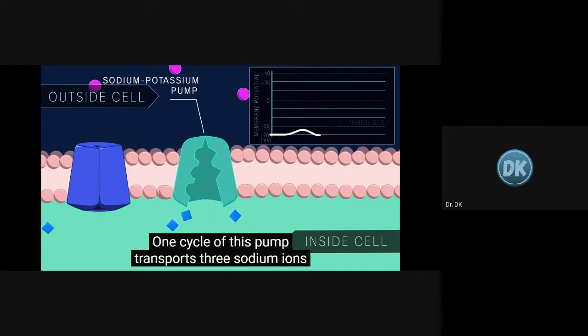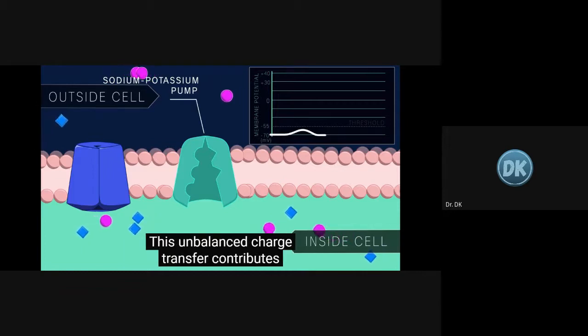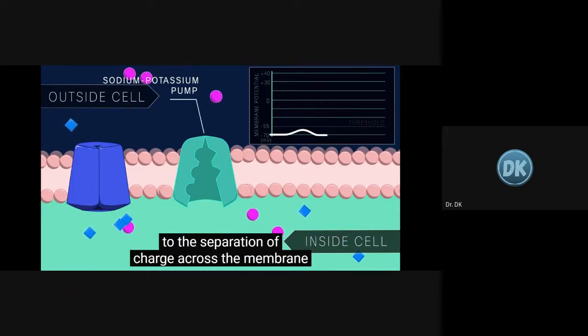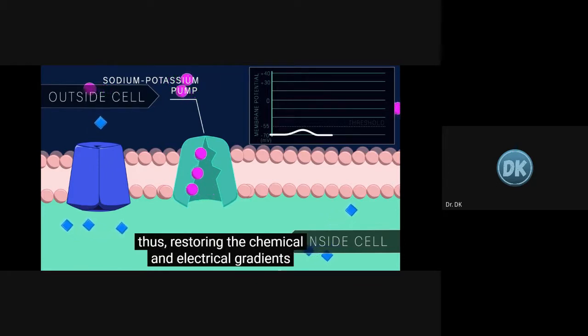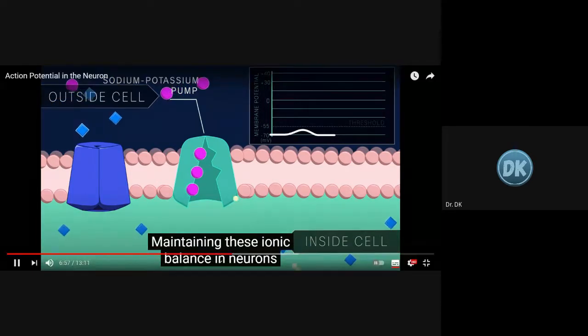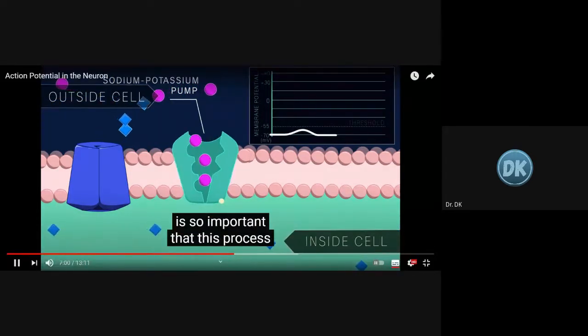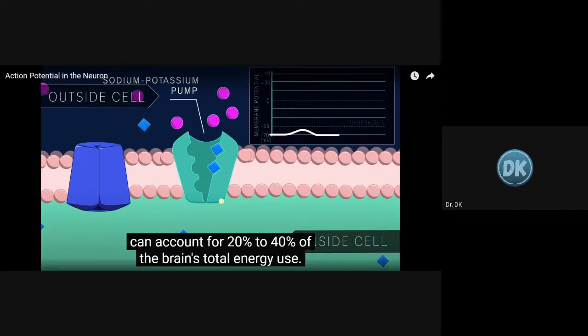One cycle of this pump transports 3 sodium ions outside the cell and brings 2 potassium ions inside the cell. This unbalanced charge transfer contributes to the separation of charge across the membrane and also to the ionic concentrations we see at rest, thus restoring the chemical and electrical gradients to their resting levels. Maintaining this ionic balance in neurons is so important that this process can account for 20 to 40% of the brain's total energy use.